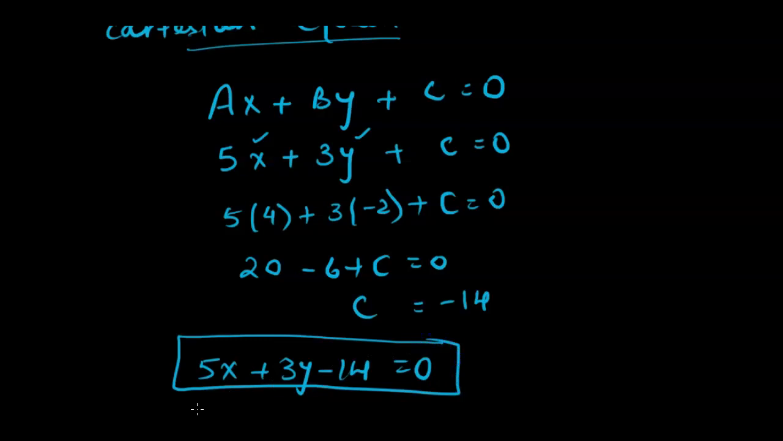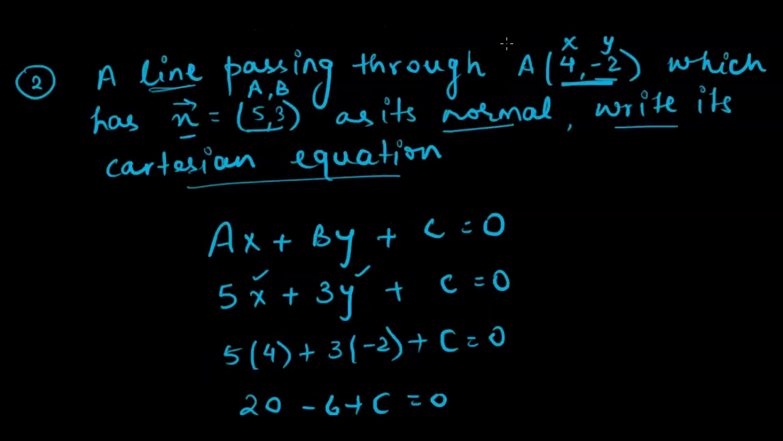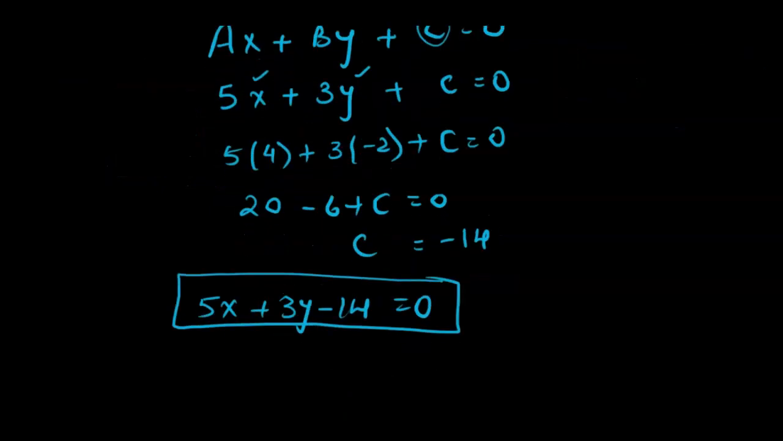Therefore, whenever we are given a point and the normal of the line for which we are writing the equation, we just substitute the normal coordinates as a and b, and the point coordinates as x and y, and then solve for c. We isolate c and then write a, b, and c back in the general equation, and that would give us the Cartesian form of the equation.